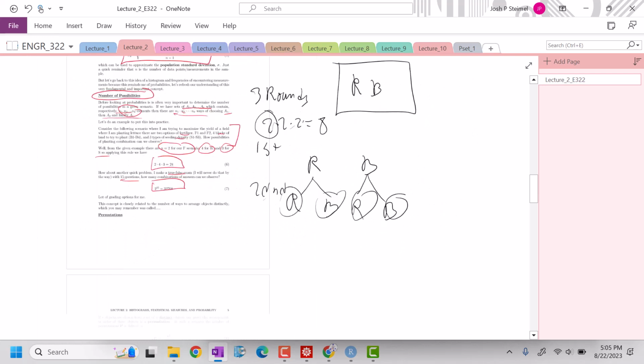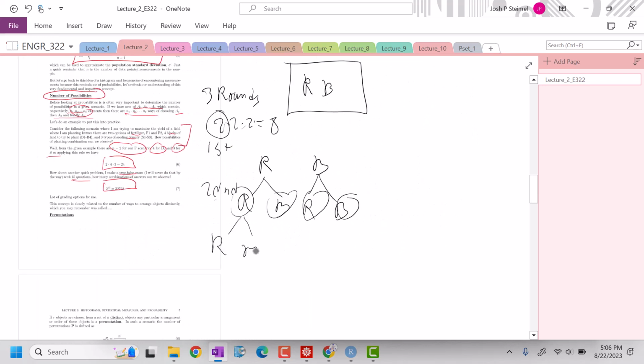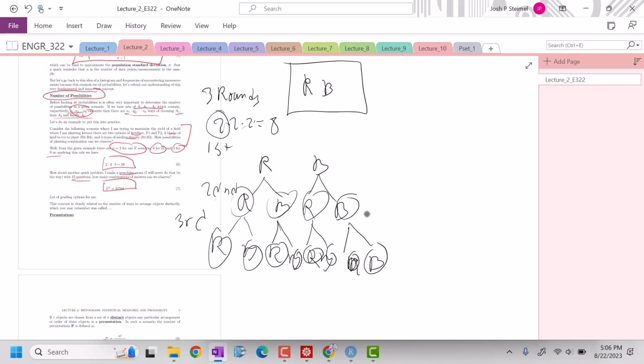Let's keep going. Each of these is going to give me a red and a blue, a red and a blue, a red and a blue, a red and a blue. After my third round: 1, 2, 3, 4, 5, 6, 7, 8. So you can visualize and see 3 rounds. What are the possible arrangements that we can observe and visualize? You can see we match here what we did here. It's just a visual way of looking at those.